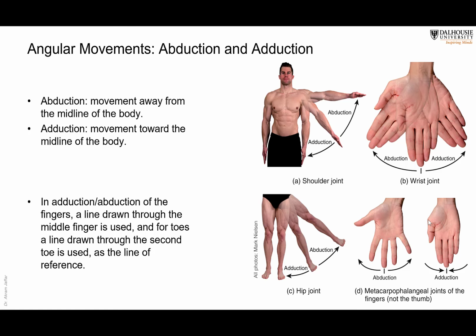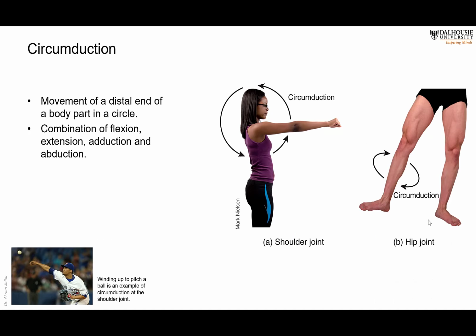So we take the middle finger as the reference, which means that the middle finger cannot be adducted because it is in the reference plane. It can only be abducted. If it is moved this way or that way, it is abduction. Both sides are abduction for the middle finger. In the lower limb, in the foot, the reference is the second toe, not the third toe. It is the second toe, the toe that is just lateral to the big toe.